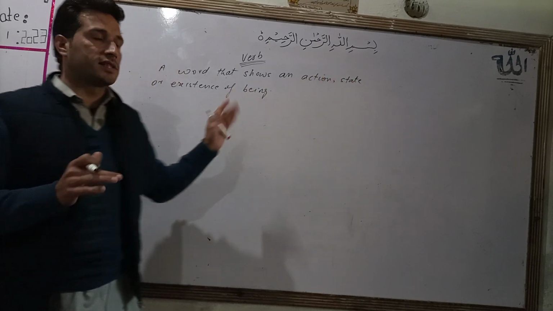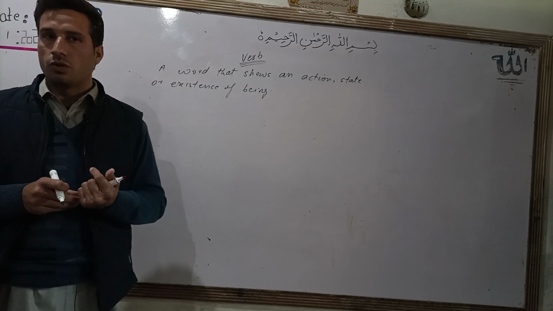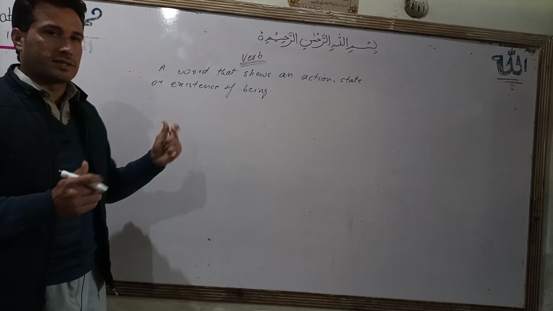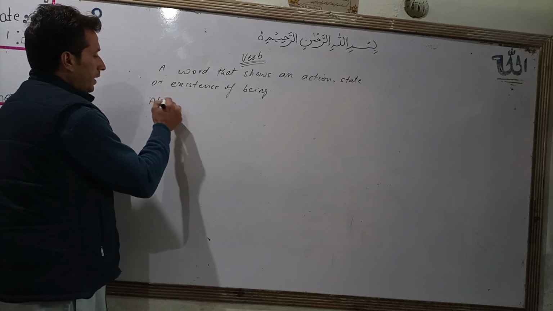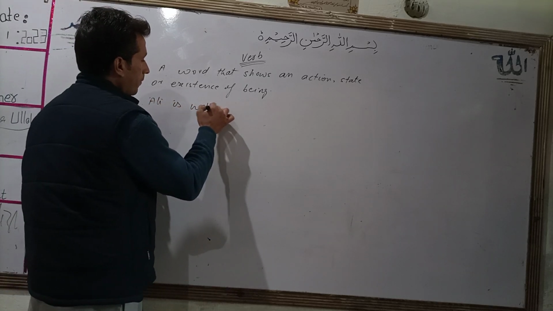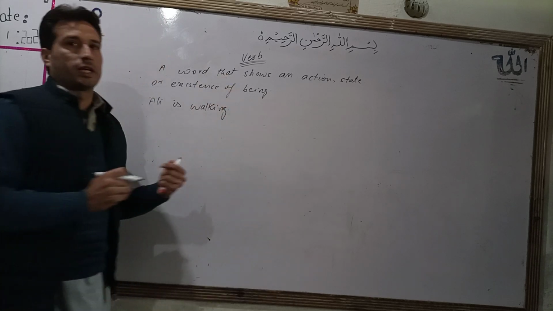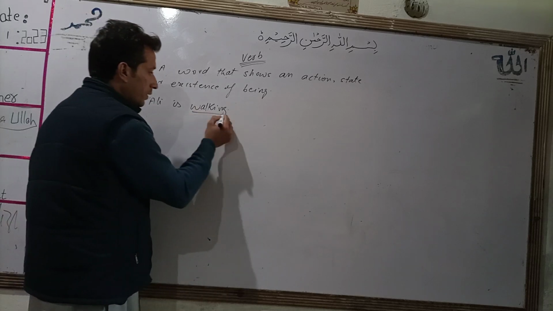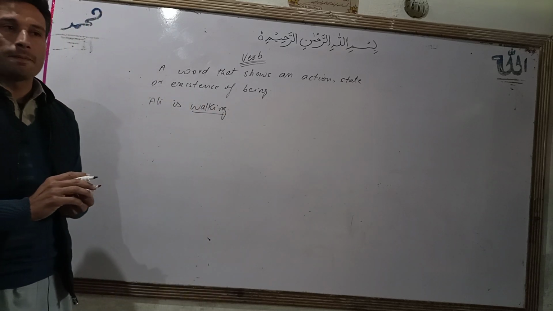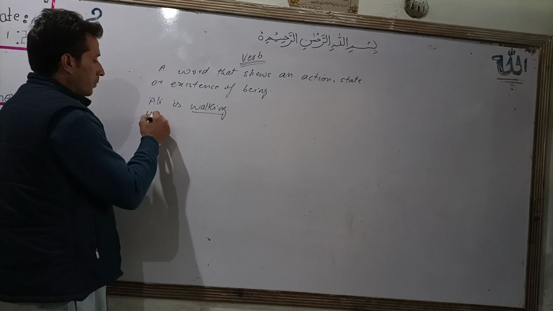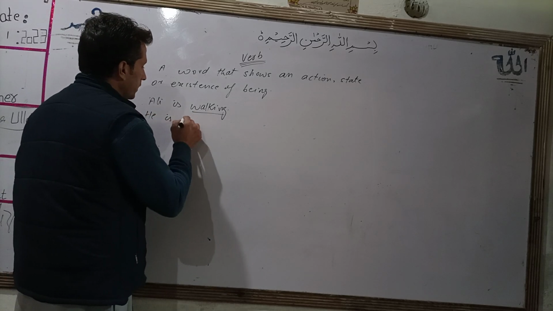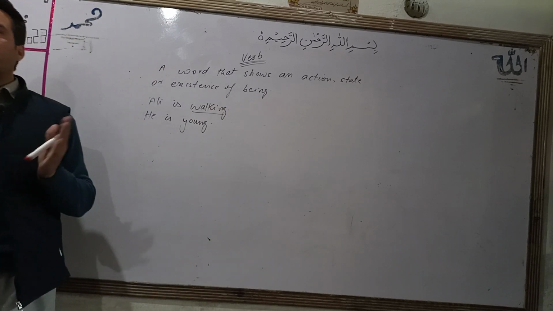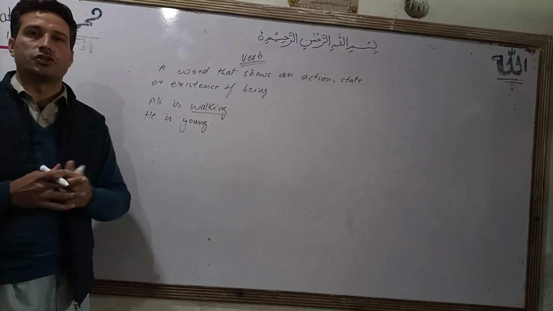Similarly, for state or existence, we use another type of verb, which we call a linking verb or state verb. For example, if I say Ali is walking, now in this sentence Ali is doing an action, and that is walking. But if I say he is young, now here he is not doing anything.